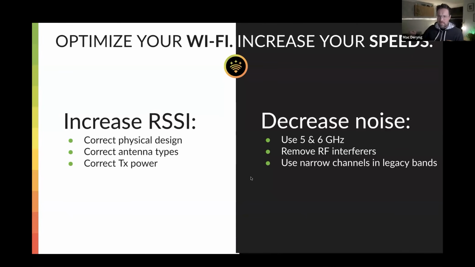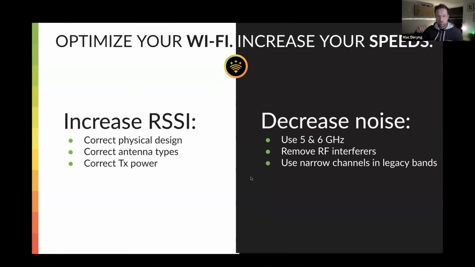So if your devices are slow, if your data rates, MCS rates are slow, what can you do about it? So on the left-hand side, we have increased RSSI. So increasing RSSI will improve your SNR, okay? If you increase your RSSI, received signal strength indicator, without increasing noise at the same time, then your SNR is higher, then you're going faster. To increase RSSI, you need to have correct physical design, because if you don't have enough access points, you don't have enough radios, you have wrong types of antennas, you cannot have a good RSSI consistently. So you need to start there.